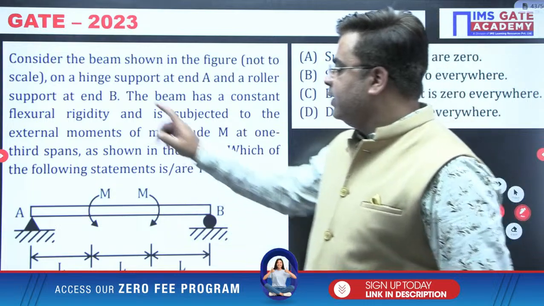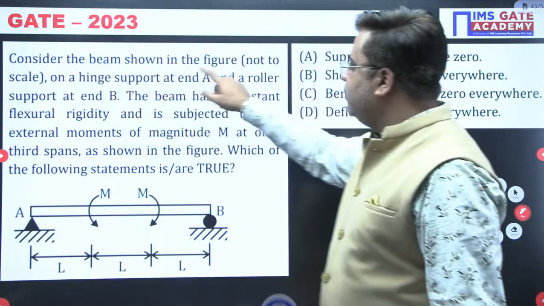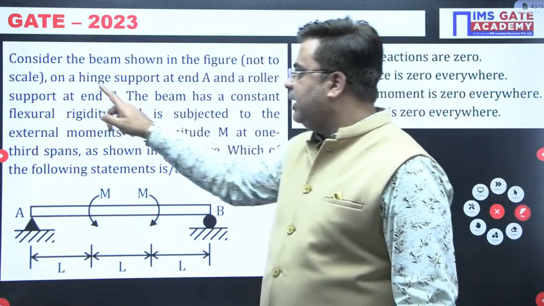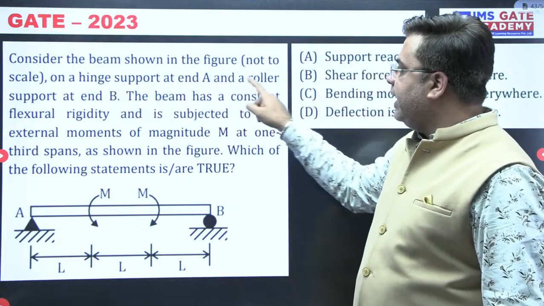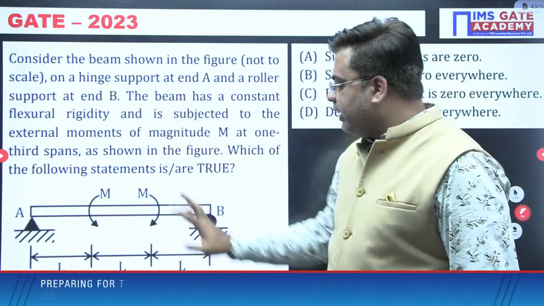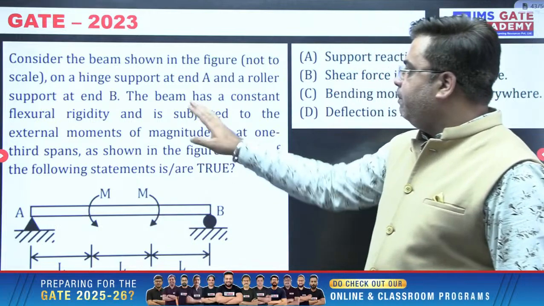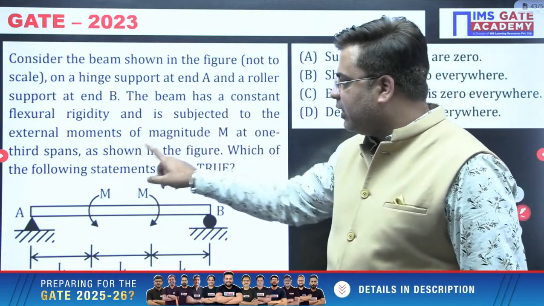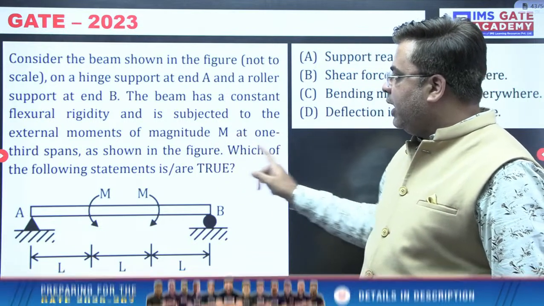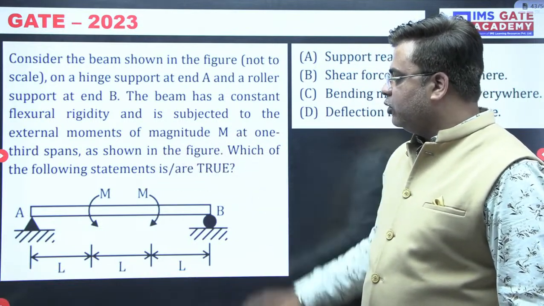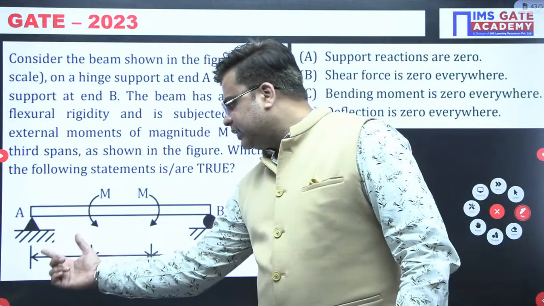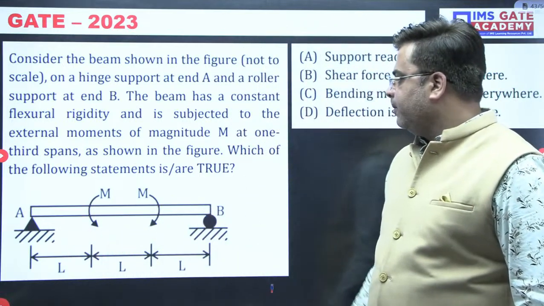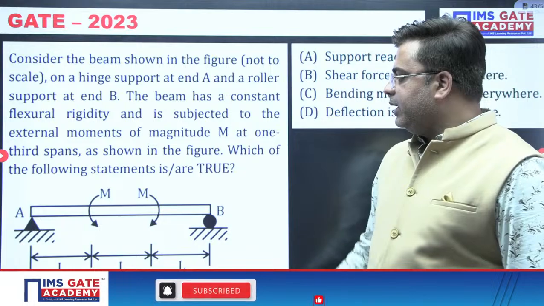See this. The question is saying: consider the beam shown in the figure, not to scale, on a hinge support at end A and a roller support at end B. The beam has a constant flexural rigidity and is subjected to external moments of magnitude M at 1/3 of the span as shown in the figure. 1/3 means this length is L, this is L, and this is also L. Which of the following statements is or are true?